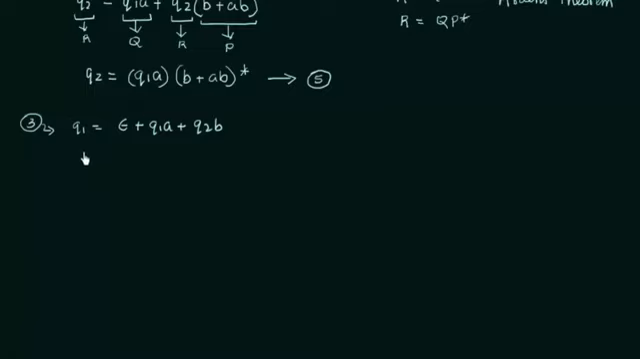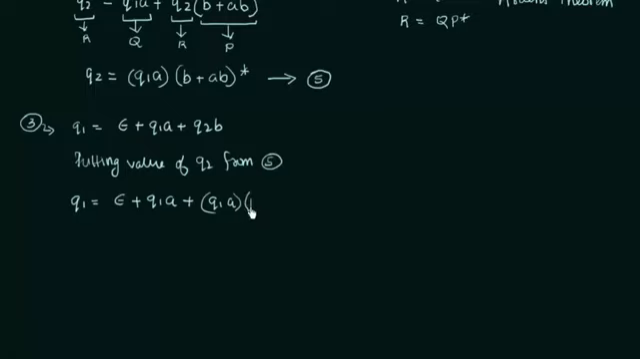So let me put the value of Q2 from equation number 5. So if I put, what do I get? Q1 equal to epsilon plus Q1A plus, so instead of Q2 I will substitute this whole value of Q2 that we have obtained. So that is Q1A and then B plus AB star. Okay, and then that was Q2, and this B is remaining. This B will be written as it is.